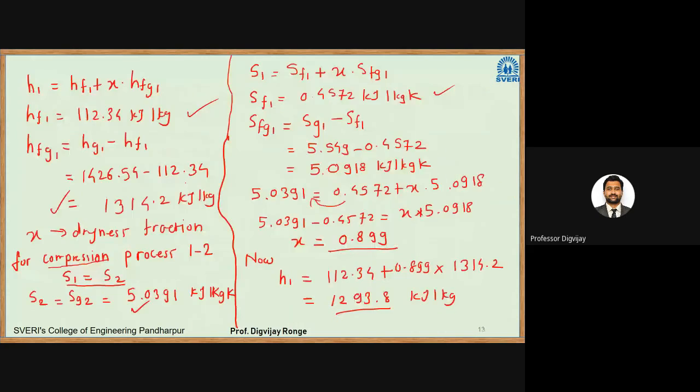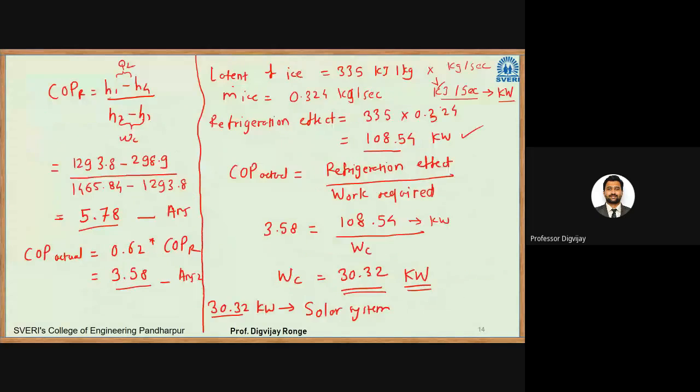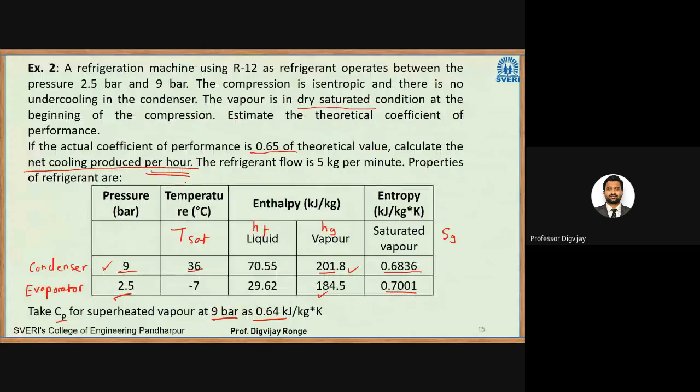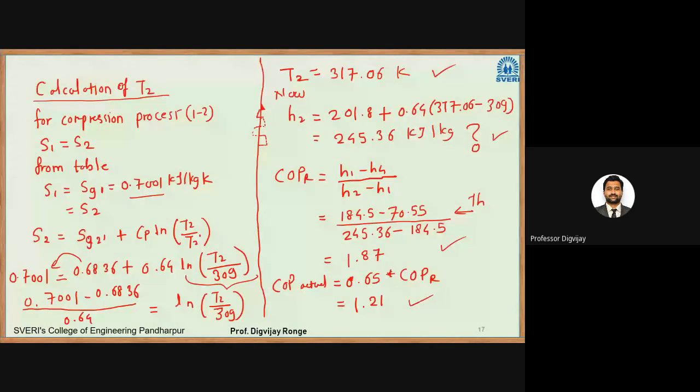So we solved two examples already. The first one was dry saturated vapor at the end of compression. The second was superheated vapor at the end of compression. Now, third, we'll take subcooling.